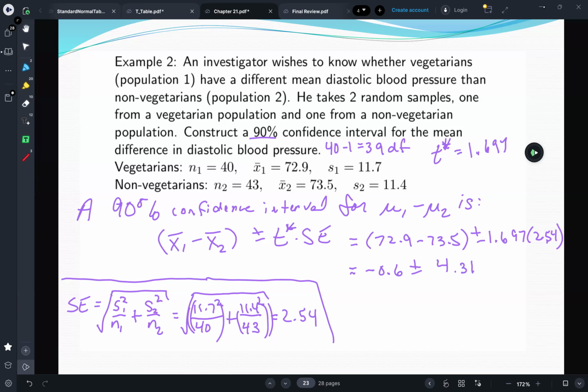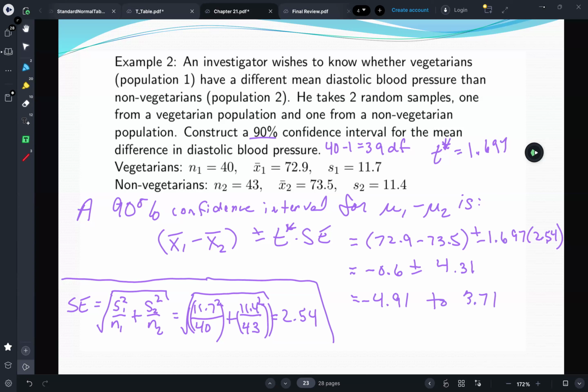So you can use this. If the question says, what's the standard error? You have your answer, 2.54. And now we have -0.6 plus or minus 4.31. So we need to keep going to see what this result is. -0.6 subtract 4.31 is equal to -4.91. -0.6 plus 4.31 is going to give us 3.71.